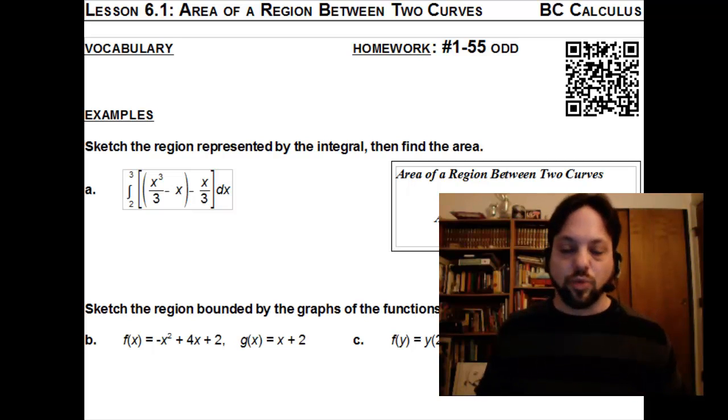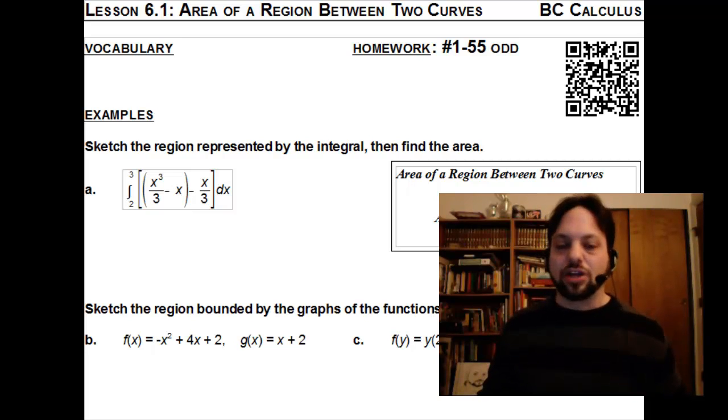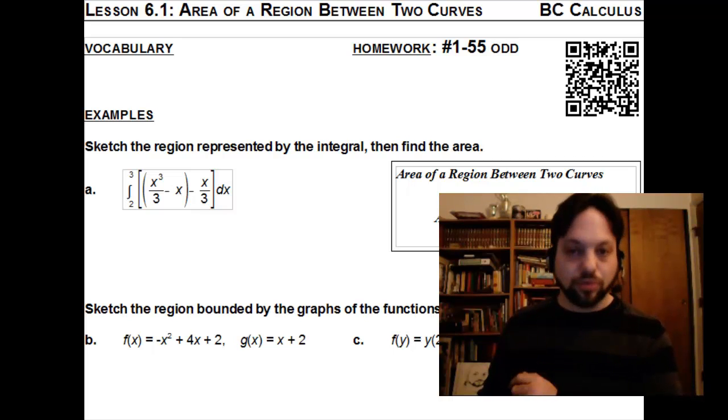Here in Lesson 6.1, we'll begin by taking a look at a formula that we can use to help us evaluate areas of these regions. Let's take a look at that formula right now.